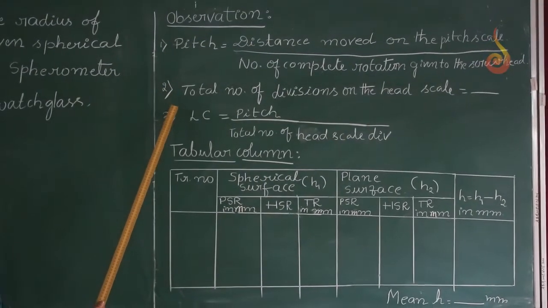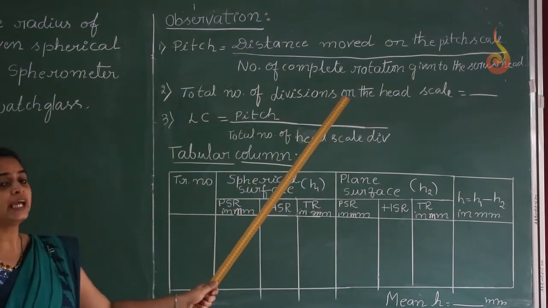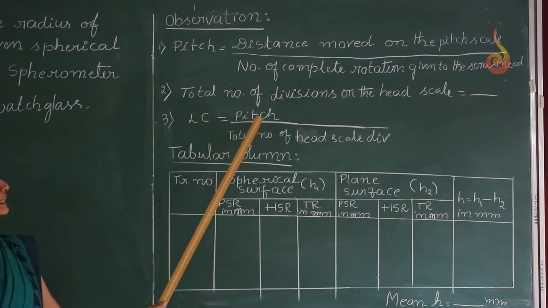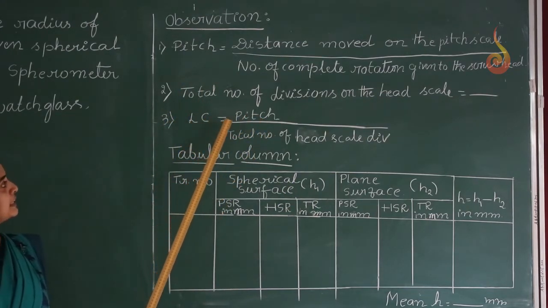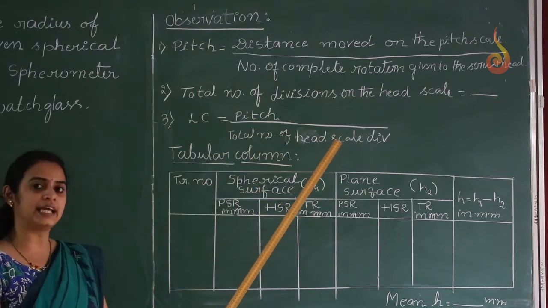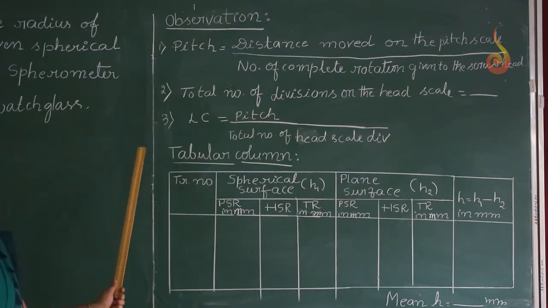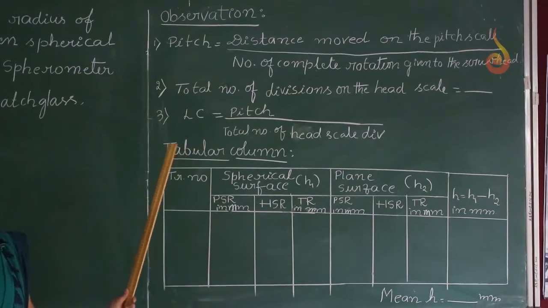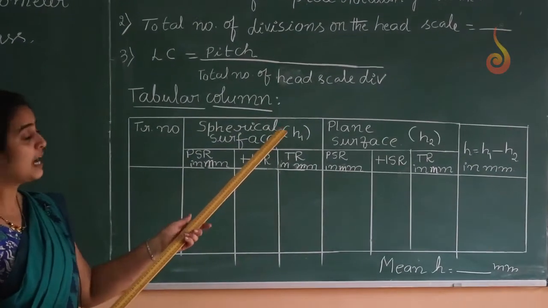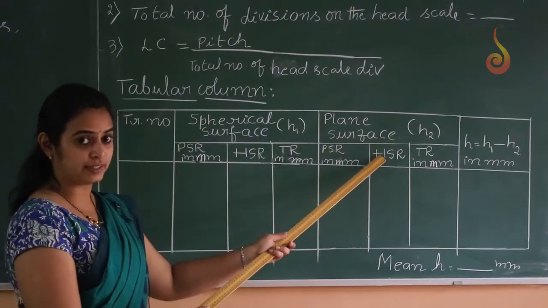And then we need to find the total number of divisions on the head scale. Then we have to find least count using this formula. Least count is equal to pitch divided by total number of head scale divisions. Then tabular column part. It consists of readings for spherical surface and readings for plane surface.